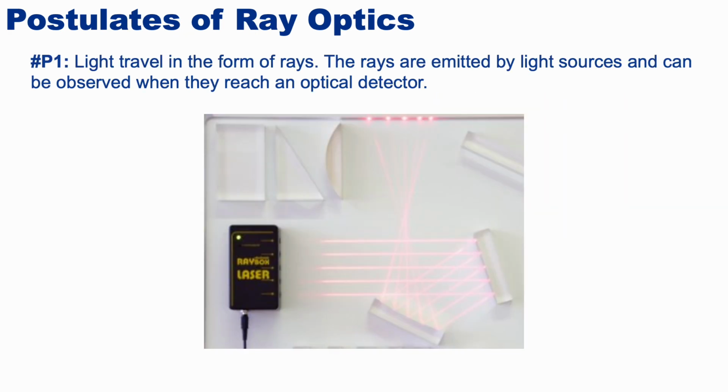In ray optics, or geometrical optics, there are four postulates. The first postulate is about how we understand light. Light is composed of rays. Those rays are emitted by light sources. They are reflected by mirrors or transmitted through lenses until they finally reach an optical detector.